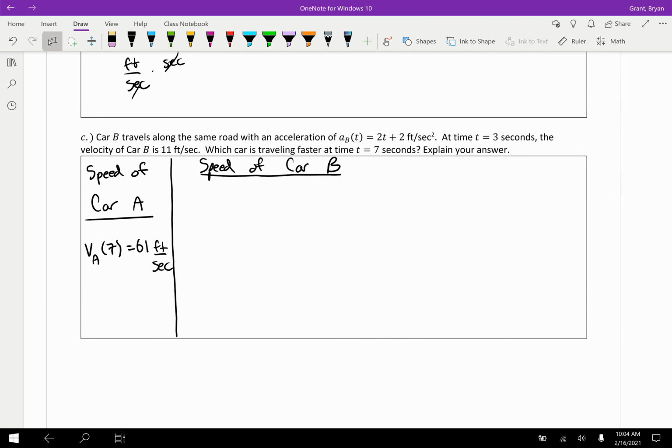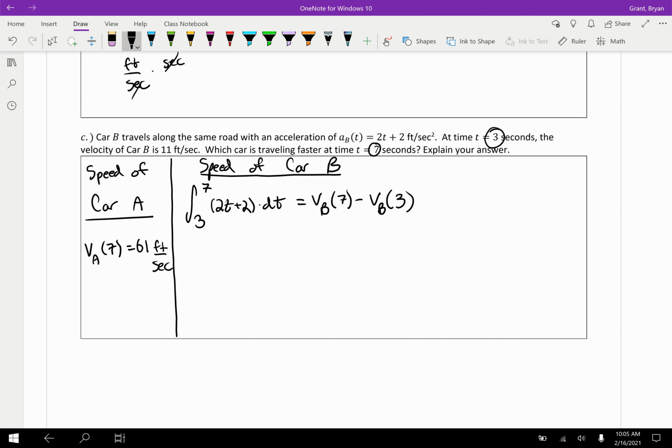In particular, I would use the fundamental theorem of calculus. You can do it with plus c, but I think it's a little more efficient this way, and it's good practice for you. We are going to find the integral. We know something about t equals 3, so I'm going to go from 3 to 7 of the acceleration, so that's 2t plus 2 dt. And when I do the antiderivative of acceleration of car B, that's going to give me the velocity of car B evaluated at 7, minus the velocity of car B evaluated at 3.